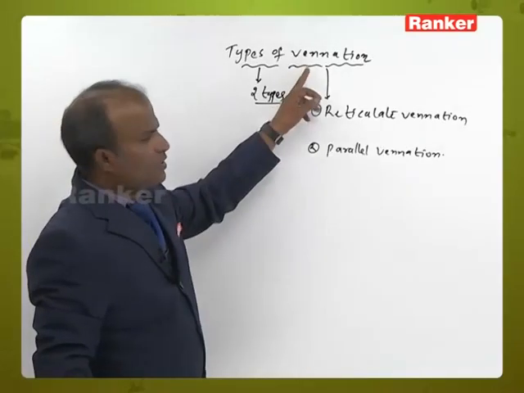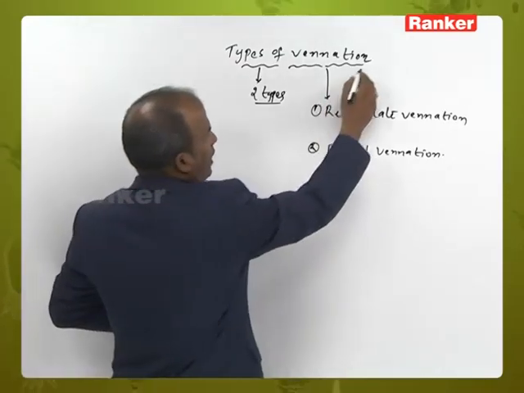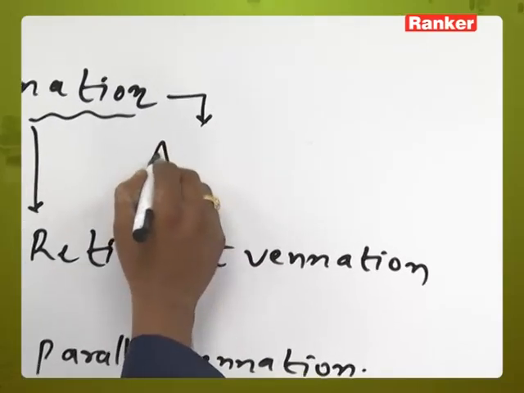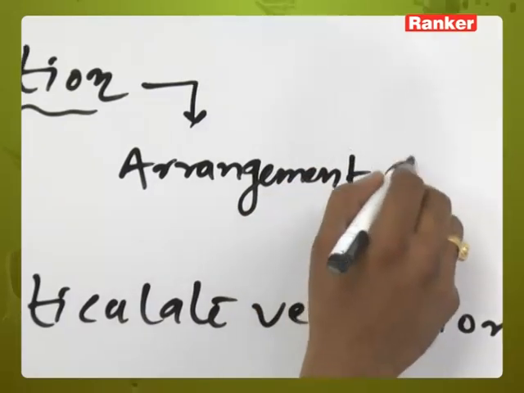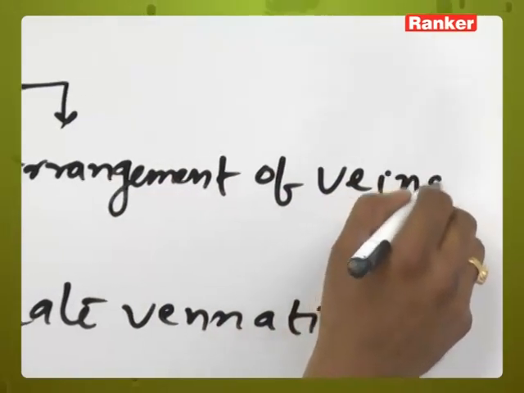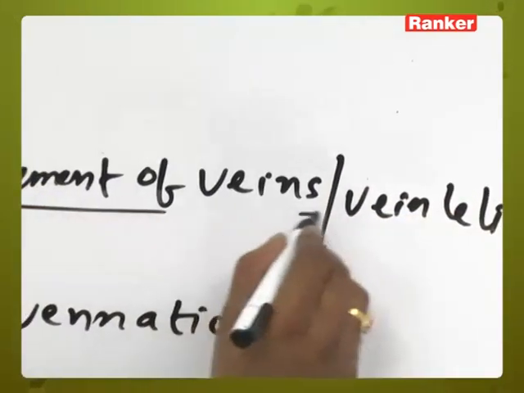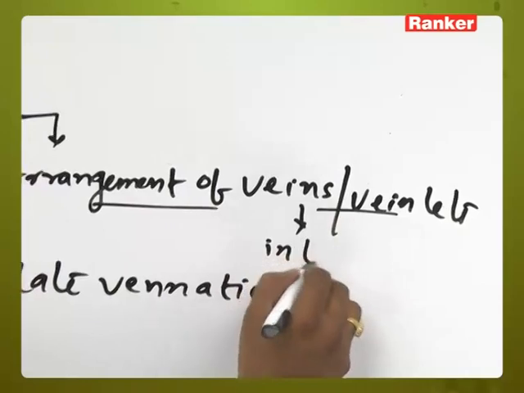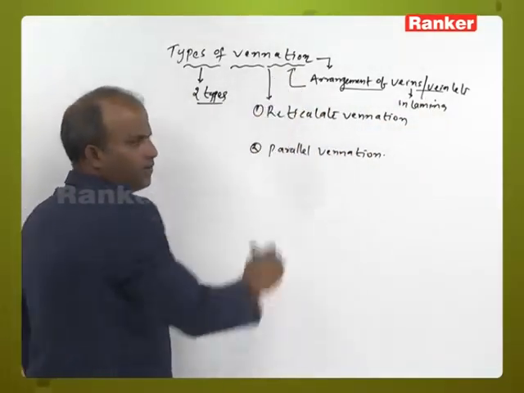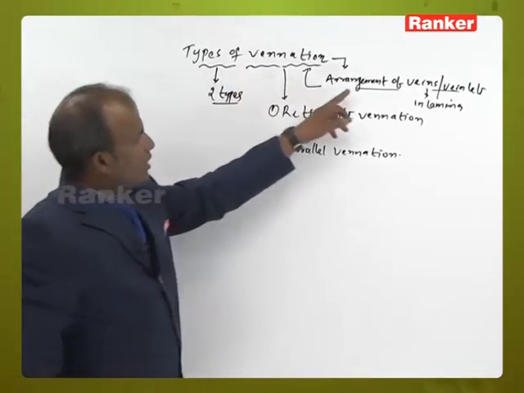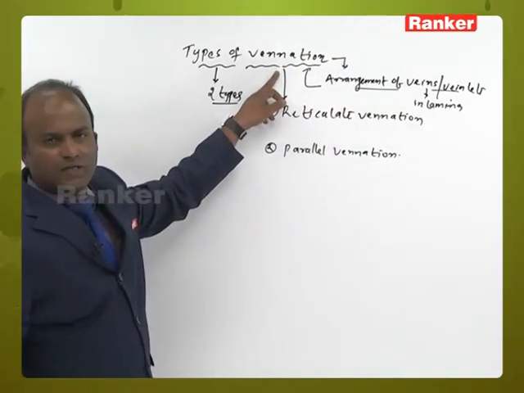First we will discuss what is meant by venation. What is the definition of venation? It is the arrangement of veins and veinlets in the lamina. In which part of the leaf? In the lamina itself. Venation means the arrangement of veins and veinlets in the lamina.